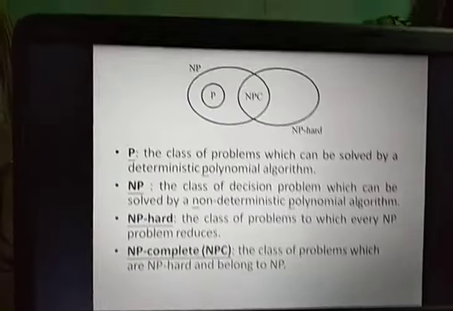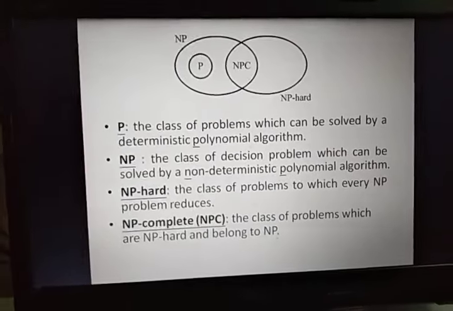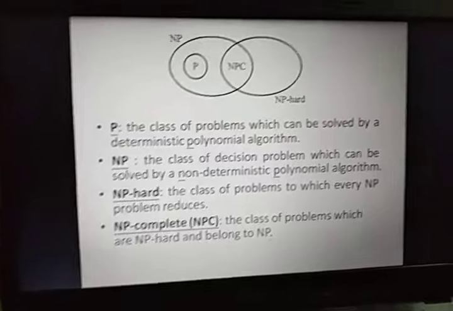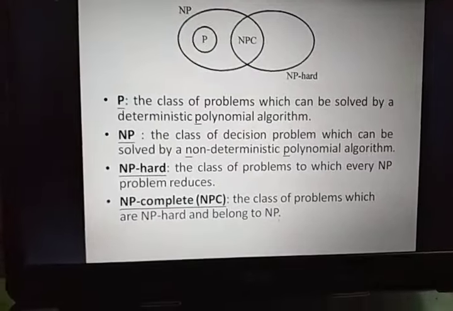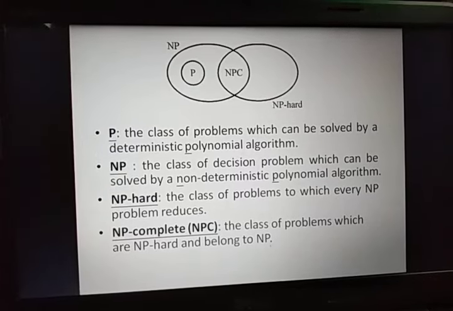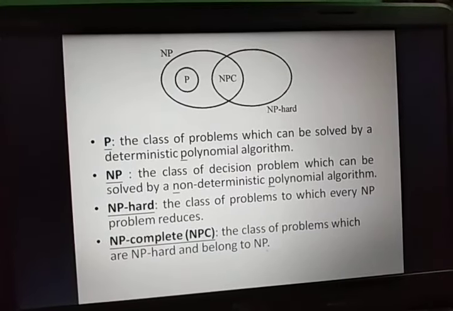Good morning, students. In the previous class we discussed the difference between P, NP, NPC, and NP-hard. Let us revise those things and then we will go for the last topic in the fifth unit, Cook's theorem.